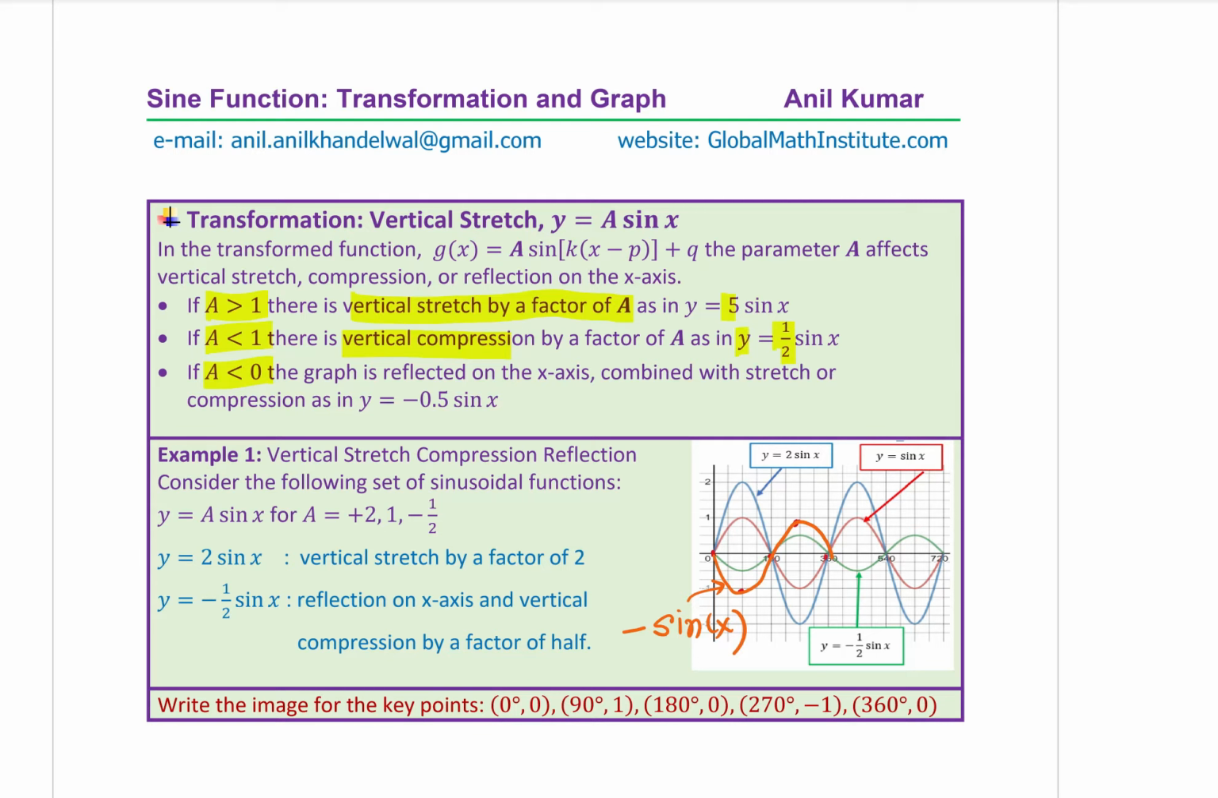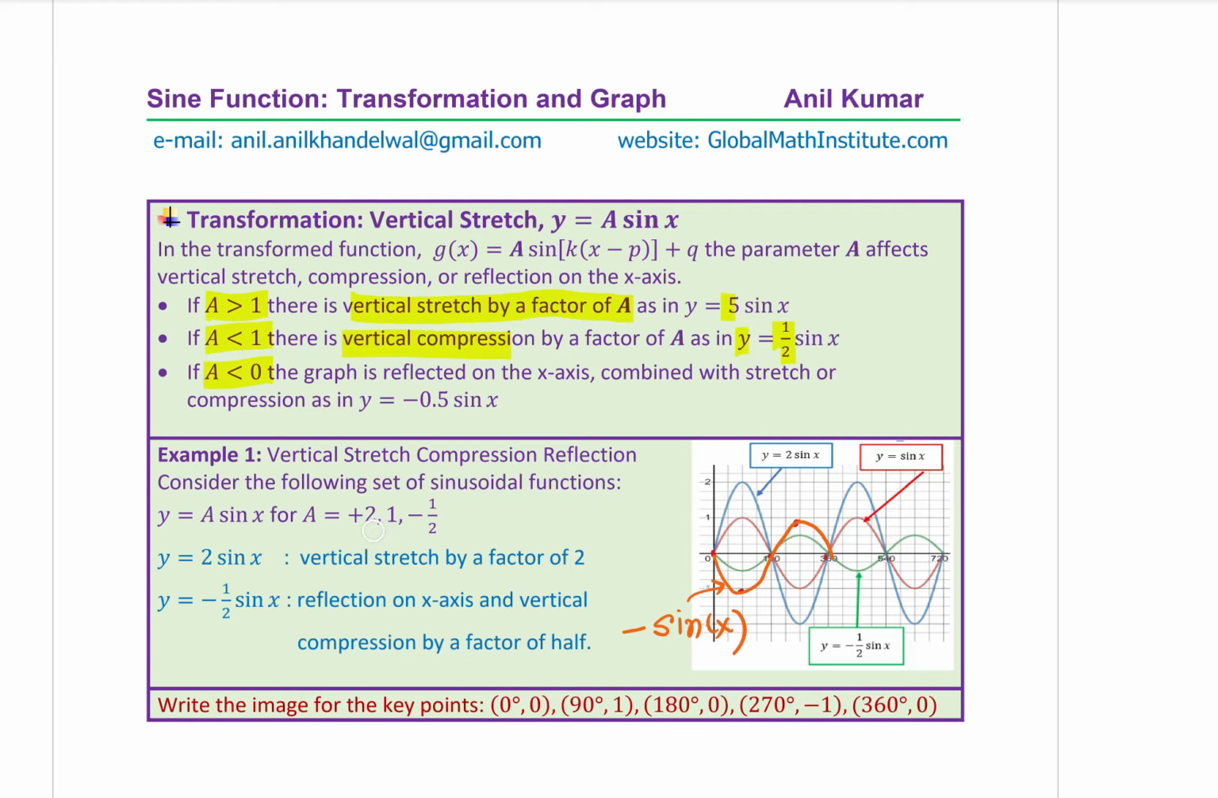Now here is an example: vertical stretch, compression and reflection. Consider the following set of sinusoidal functions, y equals a sine x, for a equals 2, 1 and minus half. If a is 1, there is no transformation taking place. It is the parent function y equals sine x.